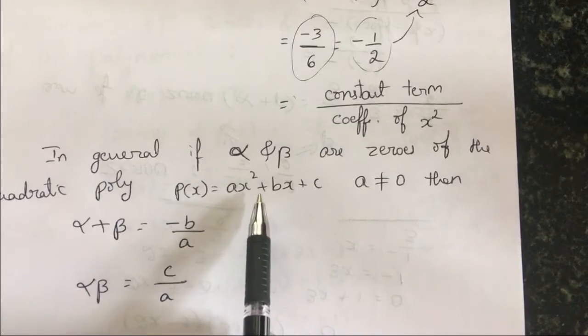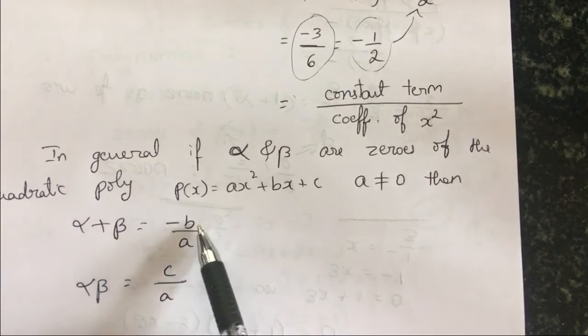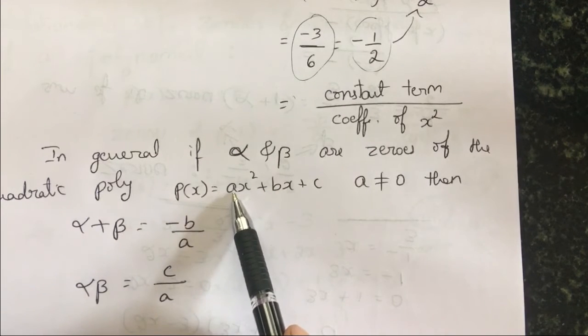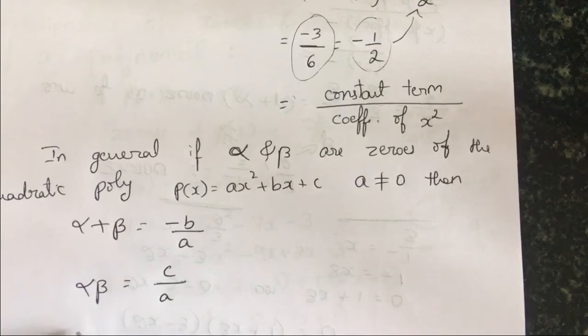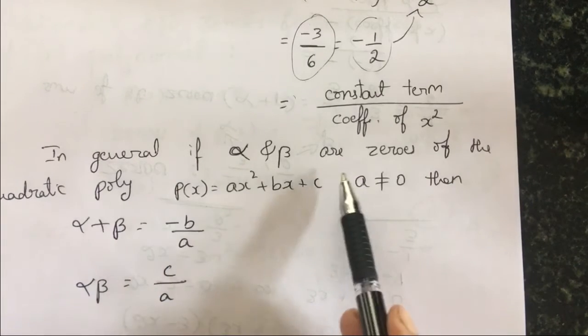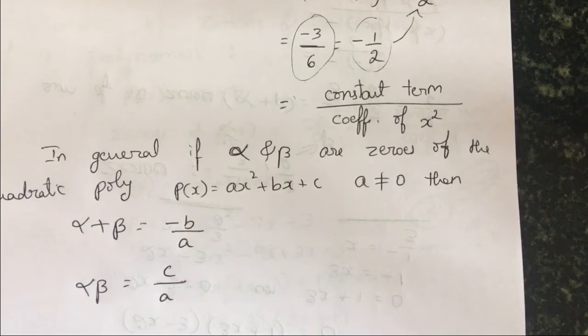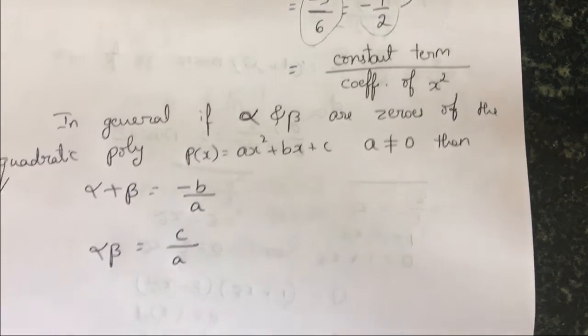For a quadratic polynomial, sum of zeros is equal to minus b by a, where b is nothing but coefficient of x, divided by coefficient of x square, and product of zeros is nothing but constant term divided by coefficient of x square. I will explain with one more example.